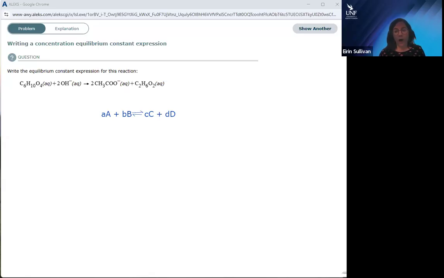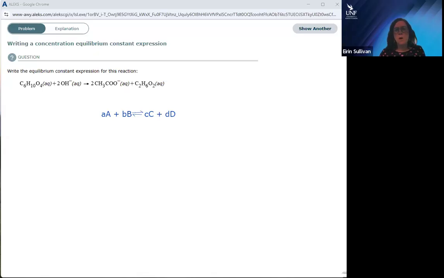Remember, this is for homogeneous equilibrium. Okay, so notice that all the reactants and products are all in the same state of matter, right? They are all aqueous solutions. So only aqueous reactants and products are going to appear in the concentration equilibrium product expression.